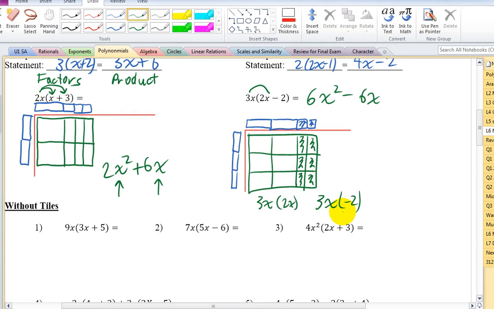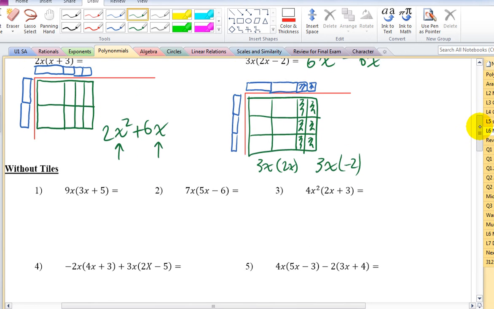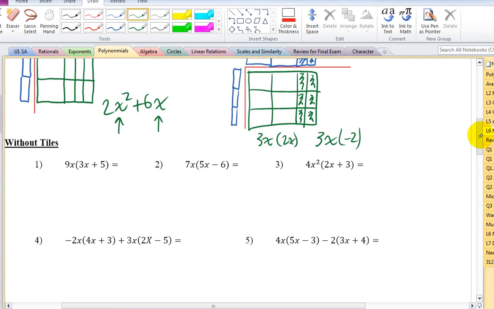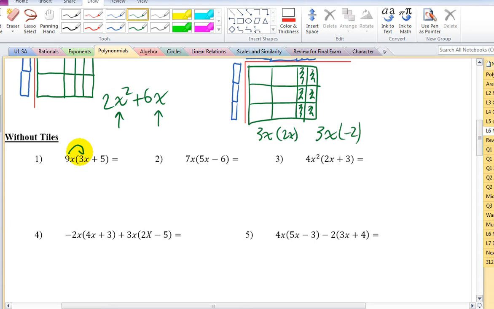So, how many people want to draw 14x times 28x? Oh, you want to? No, you don't. So we've got to go to our symbols. Now, what we do with our symbols is we use our arrows to help show the multiplication. Okay, so we can go 9x times 3x, and we've done that before in our exponents.